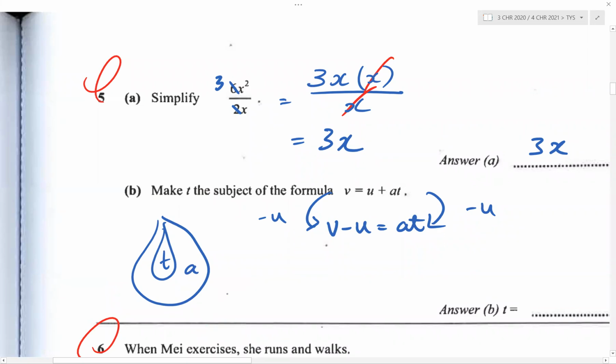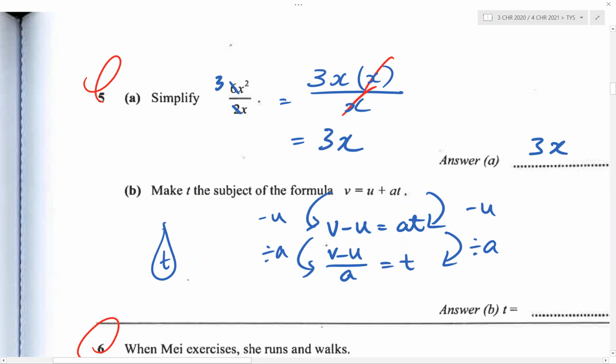Now remove the a. Remove the a, we divide by a, yes. Divide by a. Everything on the left hand side, v minus u, divided by a, equals to t. No more a. And now we have the answer for t. T equals to v minus u over a.